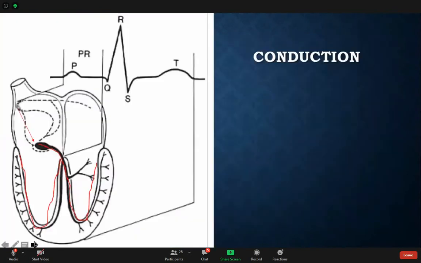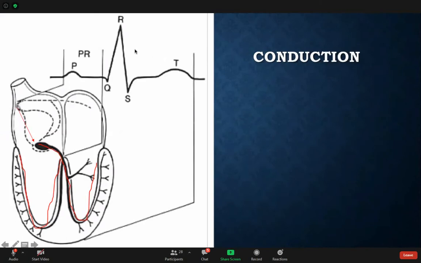As we said, the conduction starts here. In the right atrium is your SA node. You get an impulse that goes all the way down to your AV node, which is at your atrioventricular septum and the valve here. Then the AV node takes the impulse and moves it to your Purkinje fibers, then your muscle cells. That's going to produce the P, QRS, and T wave.